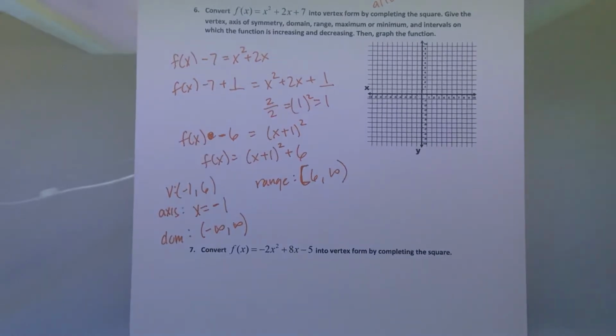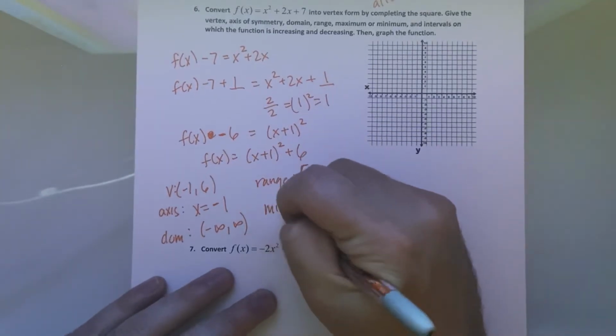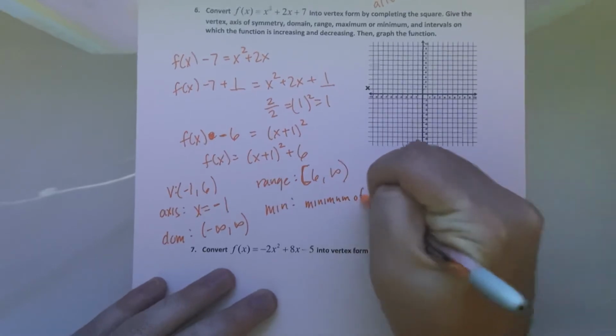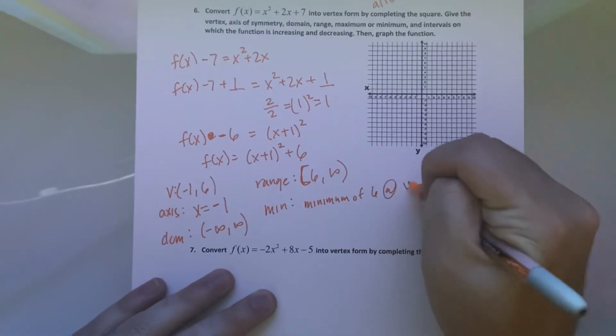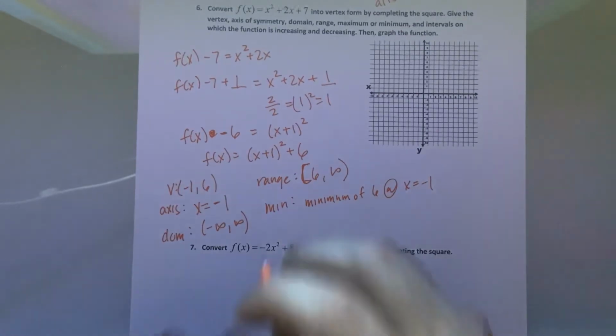It'll either stop at your y value of your vertex if it opens downward, or it will start there. Either starts or stops there, and it goes to either infinity or negative infinity, depending on if it's opening up or down. Besides the range, it says the max or min. It opens upward, so it has a minimum. This is a minimum of the y value of 6 at x equals negative 1. So this is just another way of writing where our vertex is.